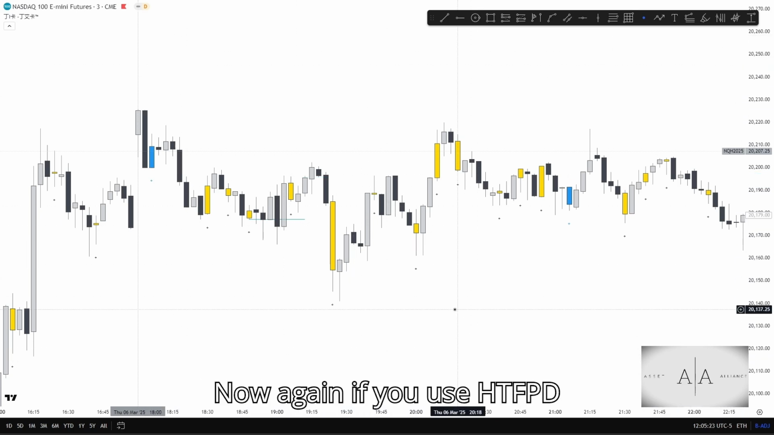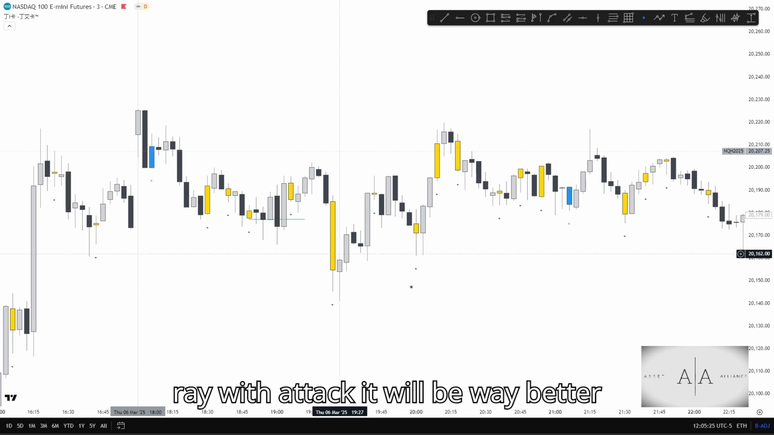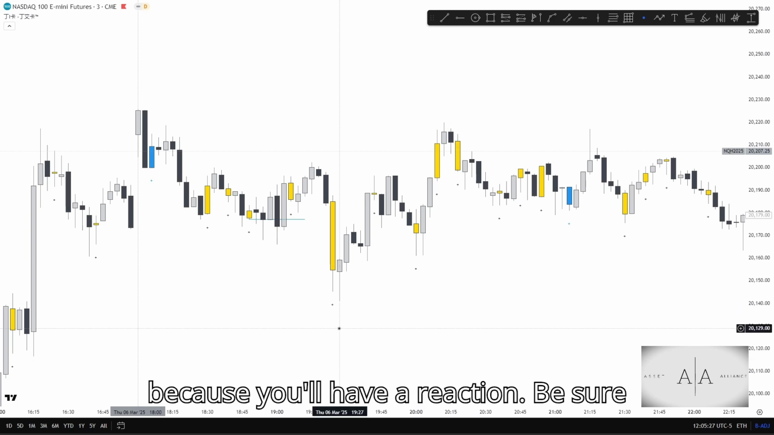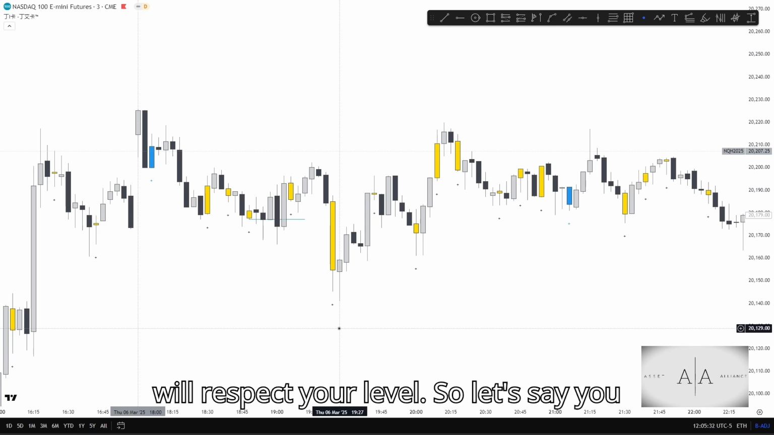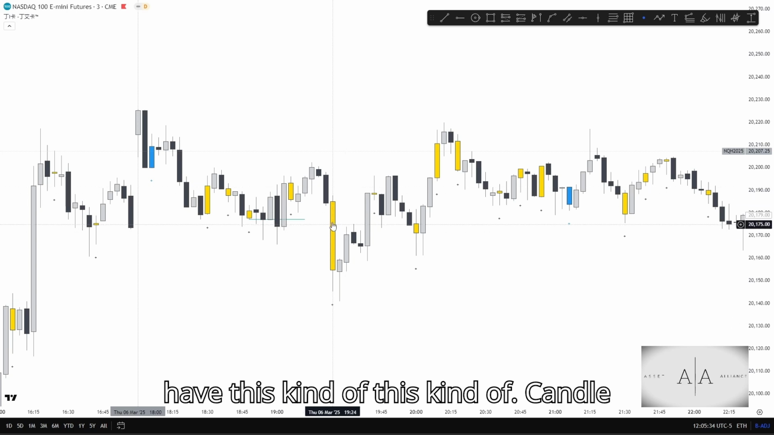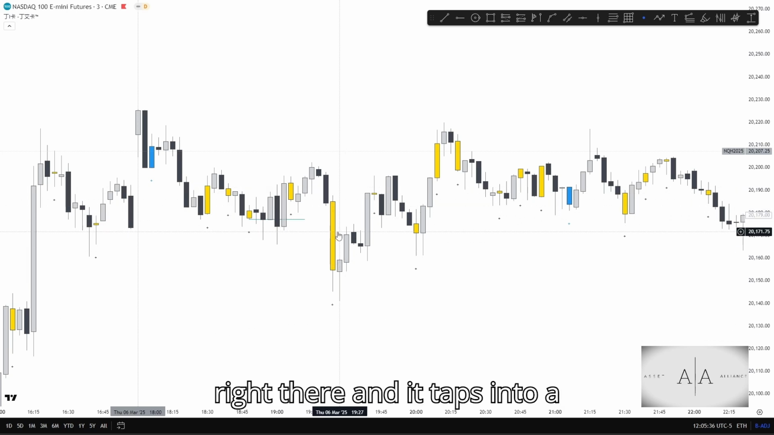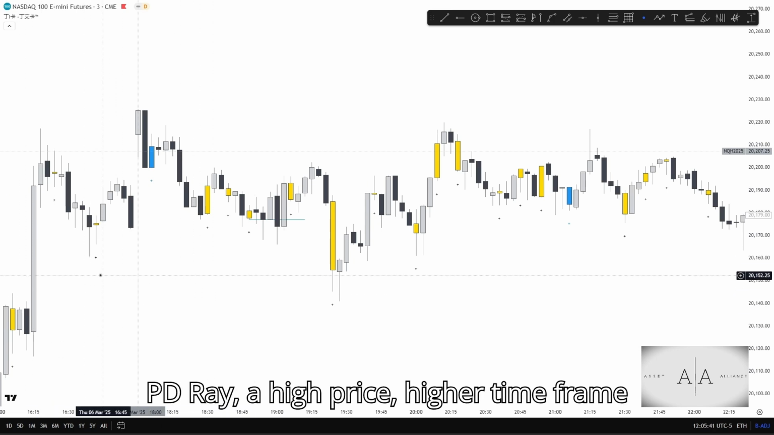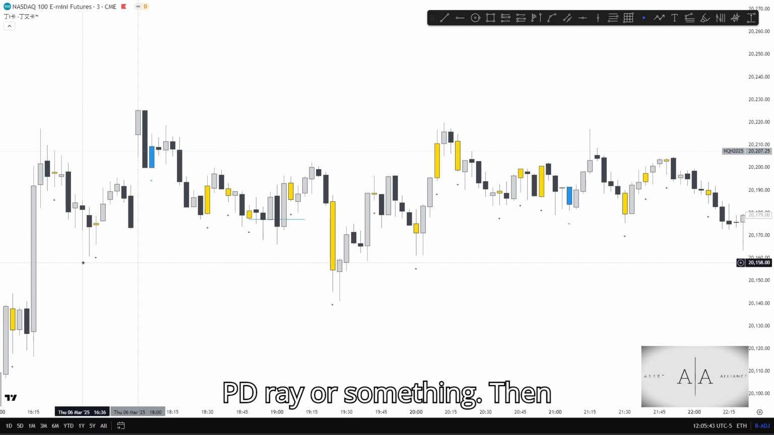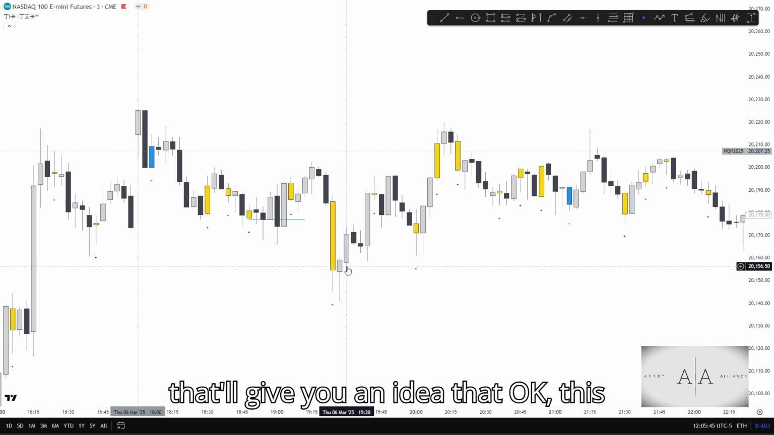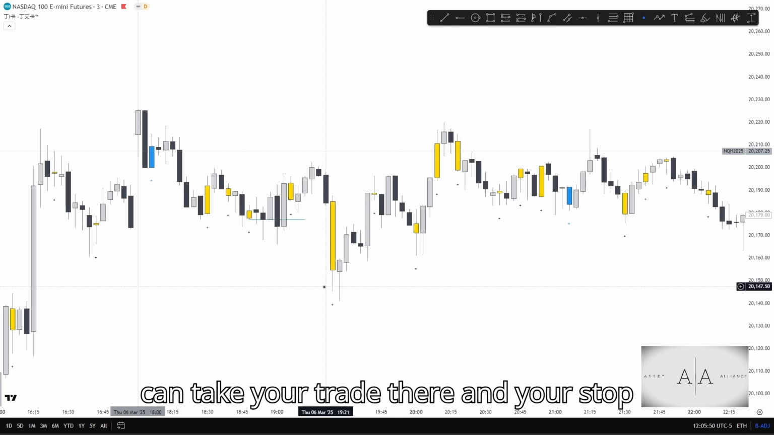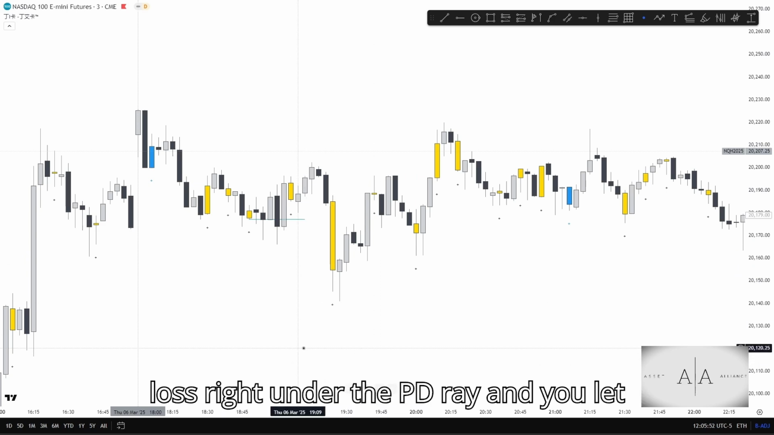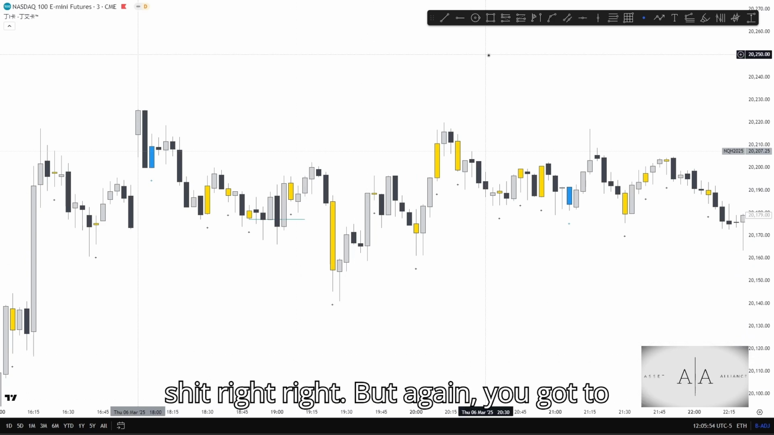Now, again, if you use HTF PD arrays with the tech, it will be way better because you'll be sure of when the price will respect your level. So let's say you have this kind of candle right there, and it taps into a PD array, a higher time frame PD array or something. Then that'll give you an idea that, okay, this candle will respect my HTF PD array, so you can take your trade there and put your stop loss right under the PD array, and you let it ride, right?